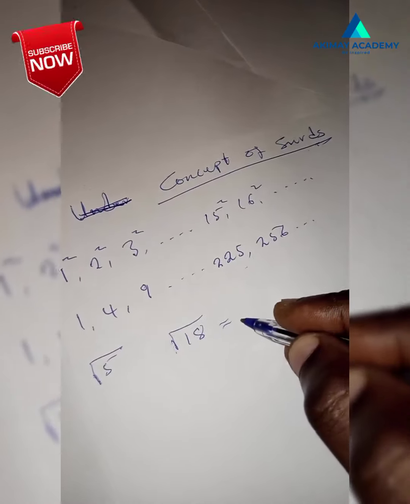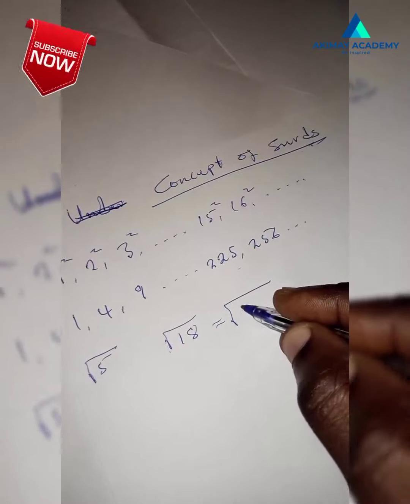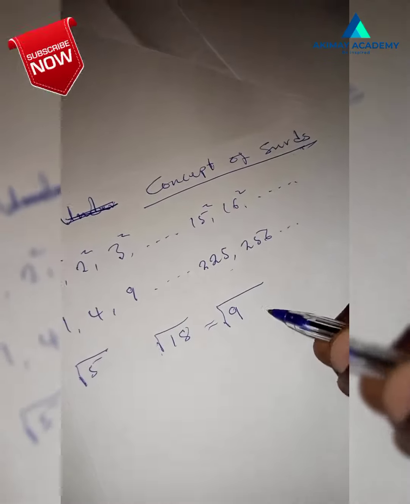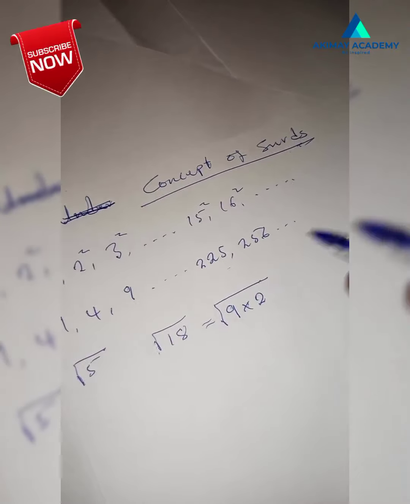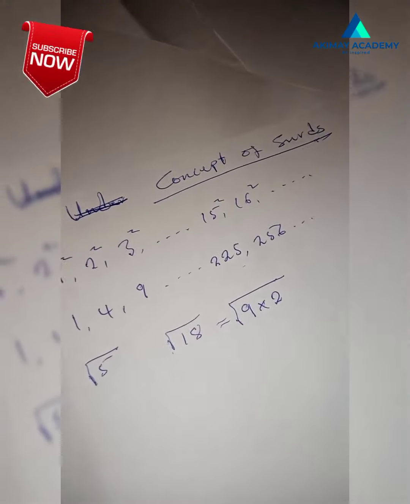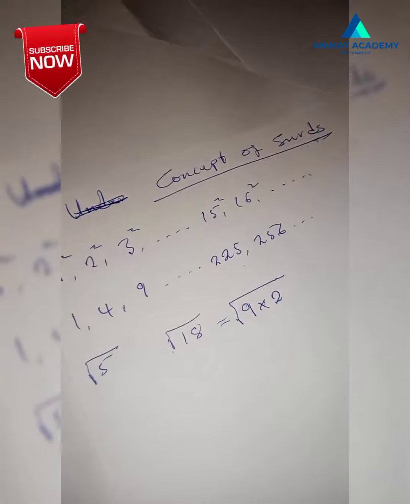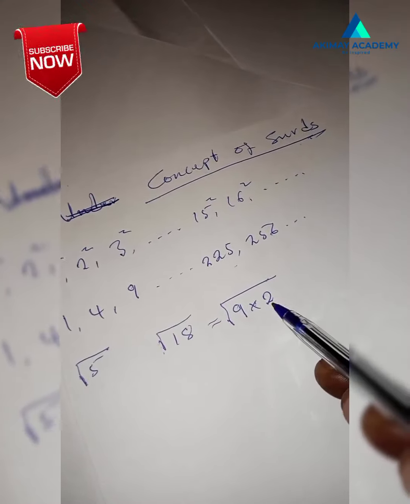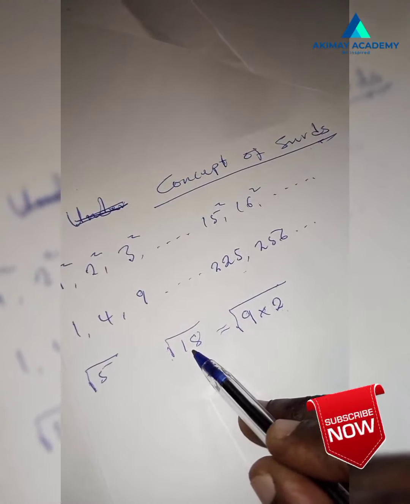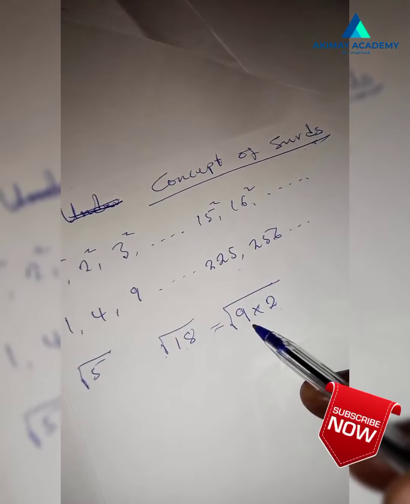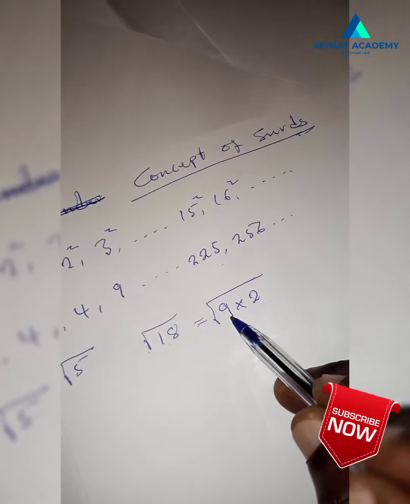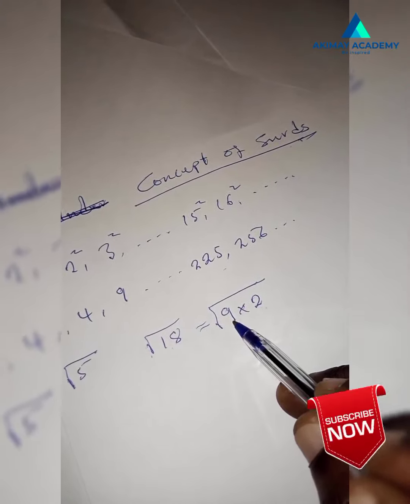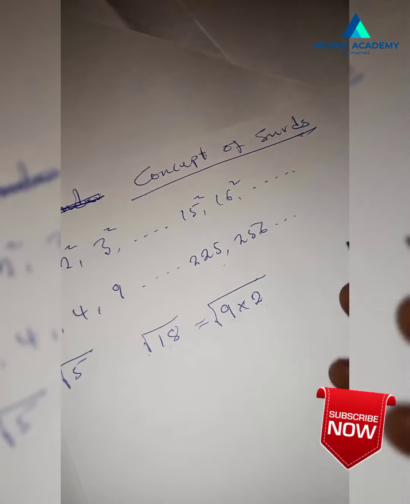Yes, I think it's possible, because we have 9. 9 is a perfect square number, okay? And 2, which is a non-perfect square number. When we multiply these two numbers, we get 18, okay? So in this case, we can reduce this one by having one perfect square number and another non-perfect square number.